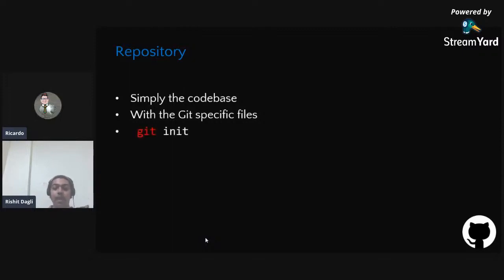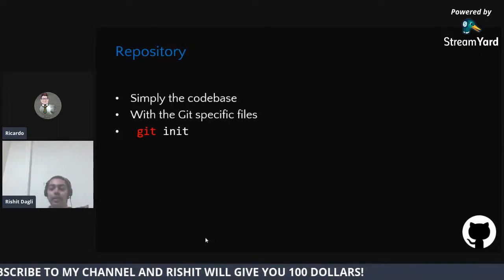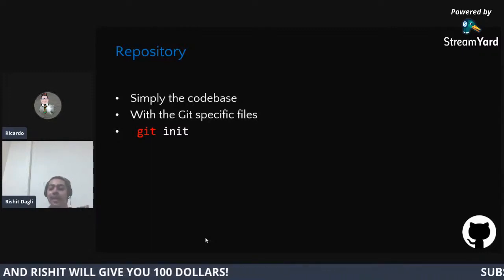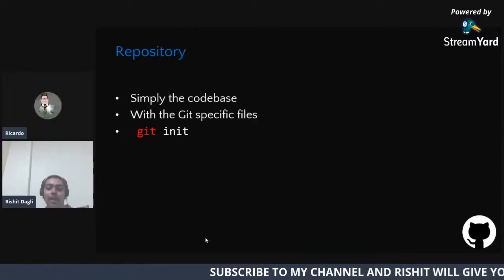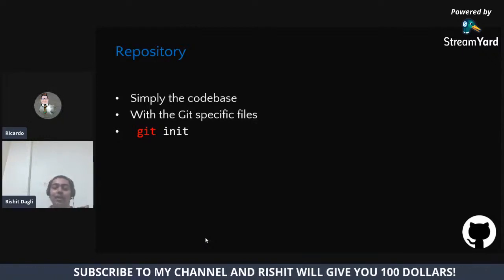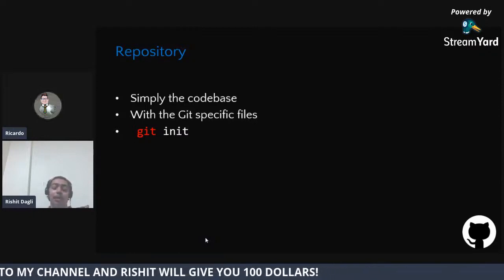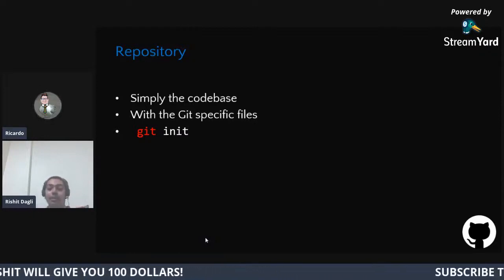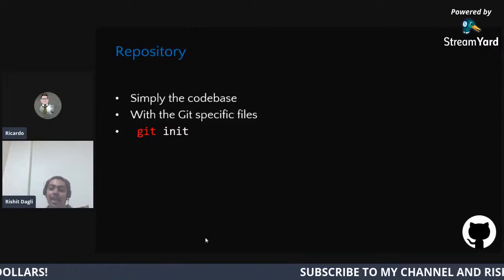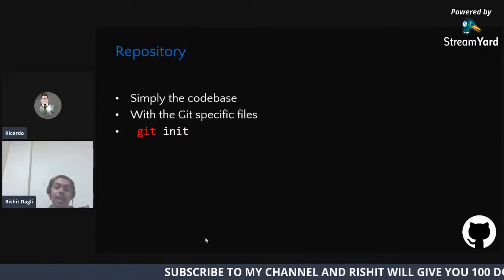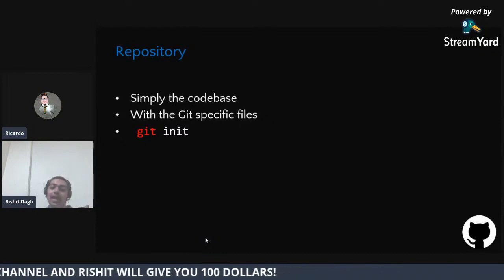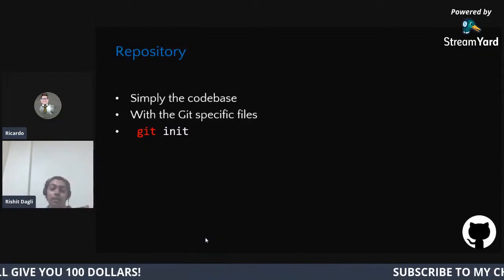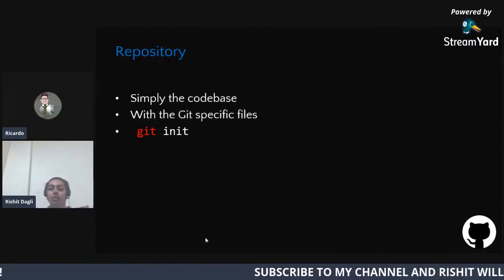You can make your code folder a Git repository simply using this command called git init, and we'll soon see this in action. This is a simple command to make your folder a Git repository, saying I need all changes to be tracked. I need all of the Git functionality in this folder, which would essentially be my code folder.